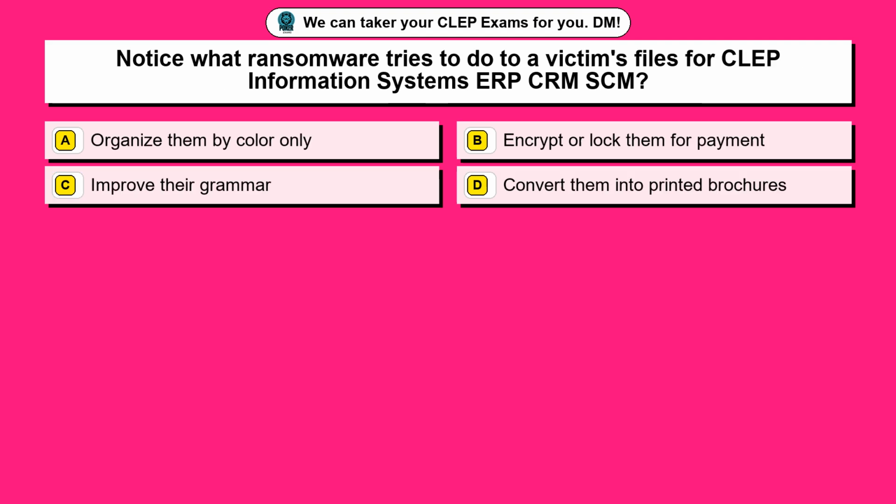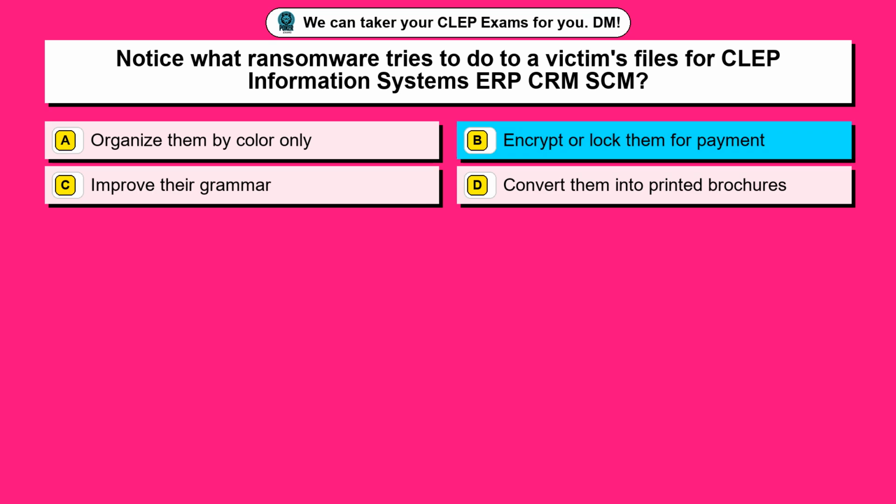Question 42. Notice what ransomware tries to do to a victim's files for CLEP Information Systems ERP CRM SCM. Option A. Organize them by color only. Option B. Encrypt or lock them for payment. Option C. Improve their grammar. Option D. Convert them into printed brochures.